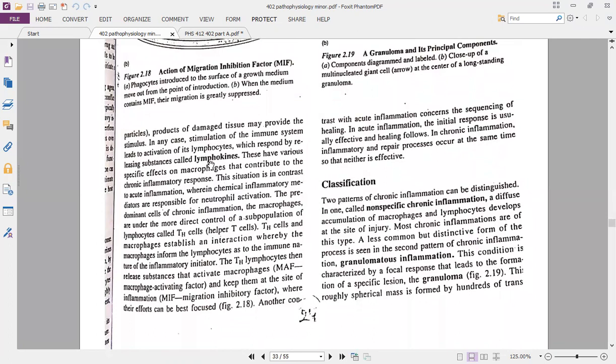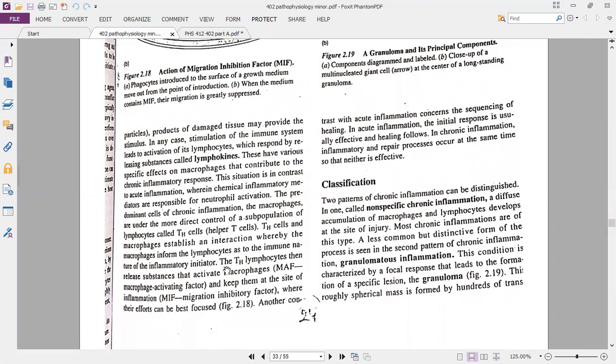So what happens in chronic inflammation? T helper cells release lymphokines, which include MAF, macrophage activating factor. It calls a lot of macrophages into that region. I already told you macrophages are a type of monocyte which have become a part of that tissue now. So once macrophage activating factor is activated, macrophages come out and they stay there. They should have gone back, but they don't go back. Why? Because T helper cells also release another lymphokine, which is MIF, migration inhibitory factor. It inhibits the migration of macrophages back into the blood vessel. So these macrophages stay within the site where the injury occurred.